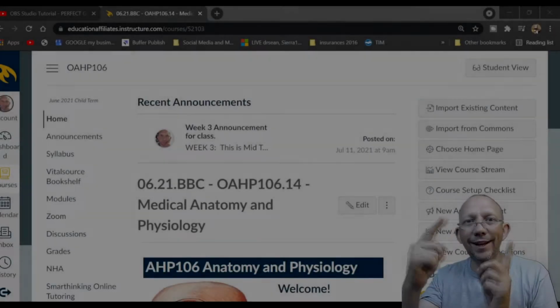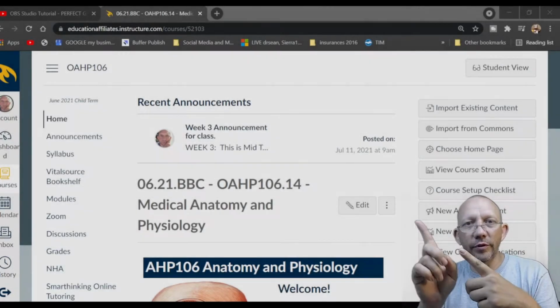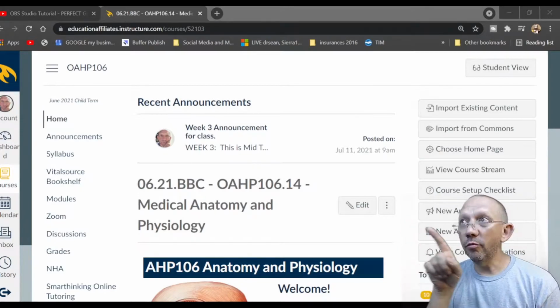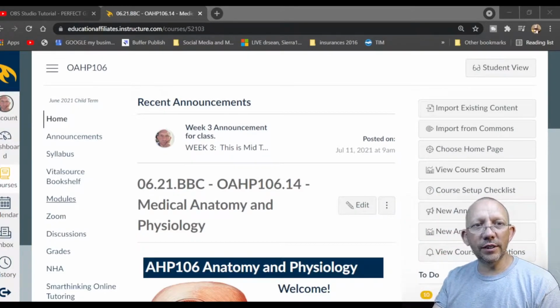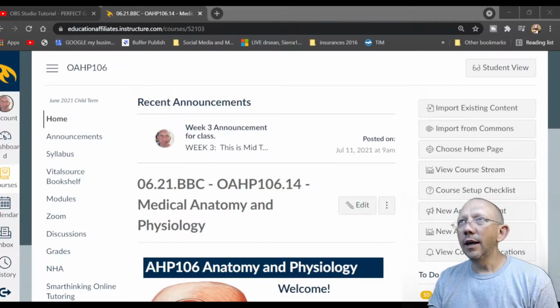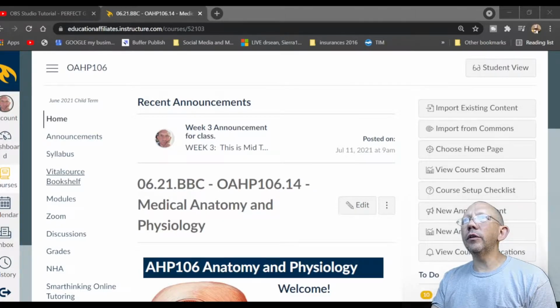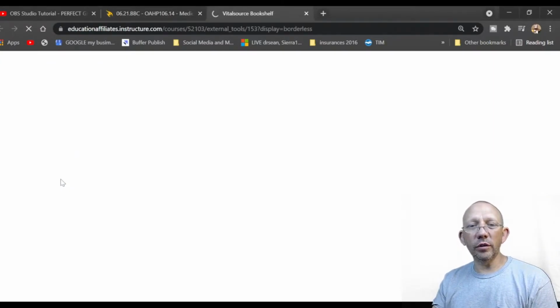We're going to go over the OAHP 106, which is right up in here where you can see the underline. And right there, we're going to go down here to the Vital Source bookshelf and look at the book, and I'm going to go over some of the stuff that we need to know.